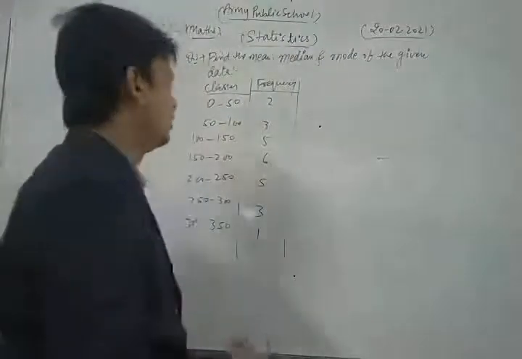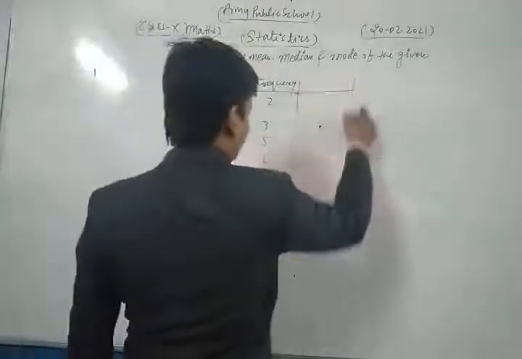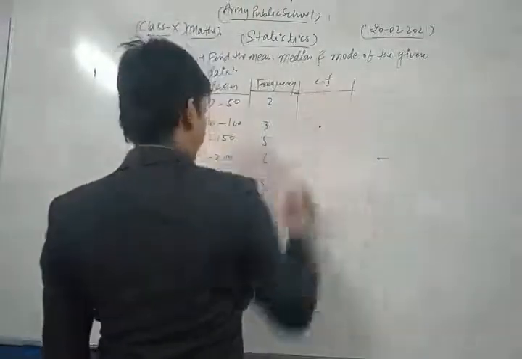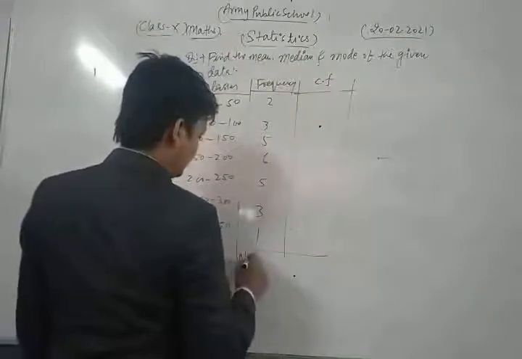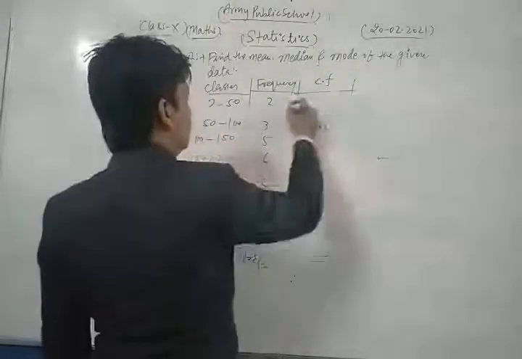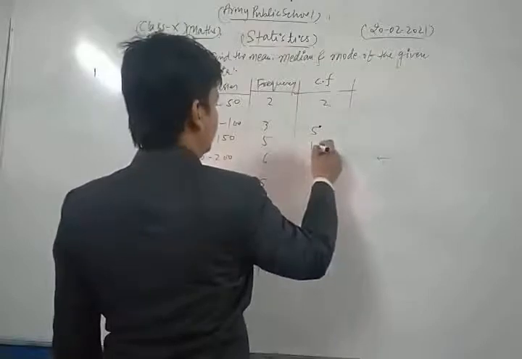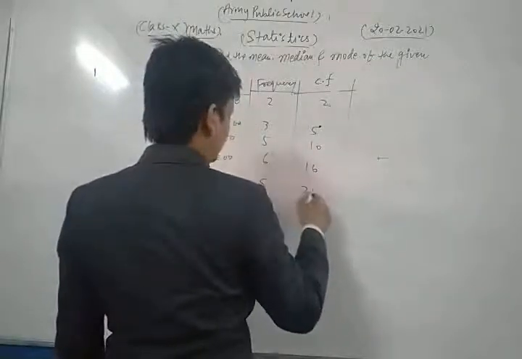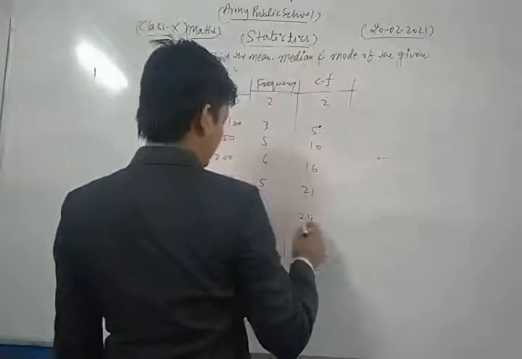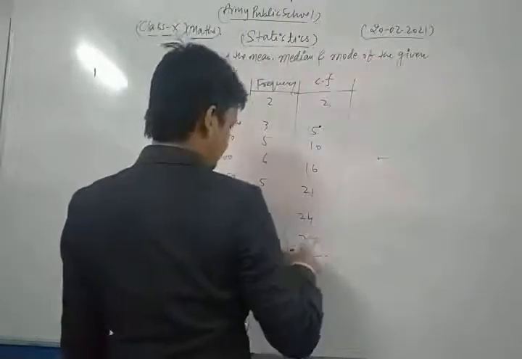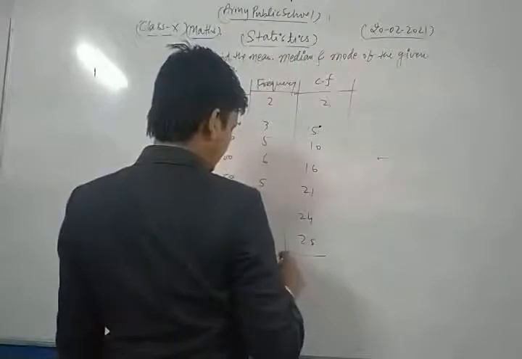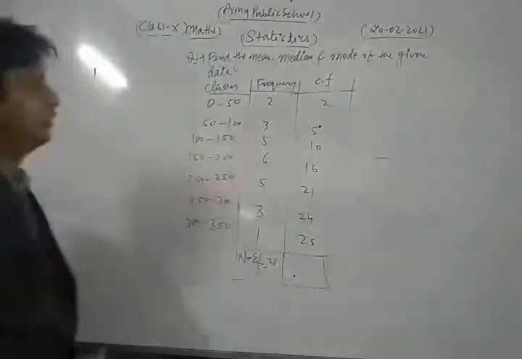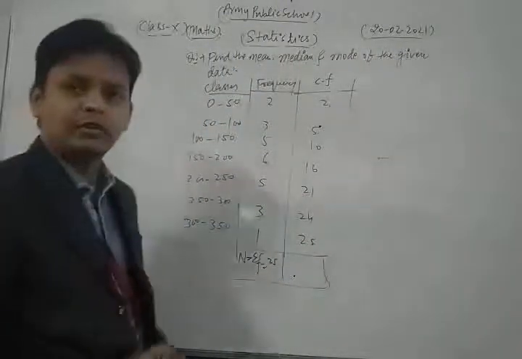First of all, we also find the cumulative frequency for median. We write a column for it, and the value of n, which is sigma f. So the cumulative frequencies are 2, 5, 10, 16, 21, 24, 25. The sum of frequencies is 25. Now first of all we find the median.